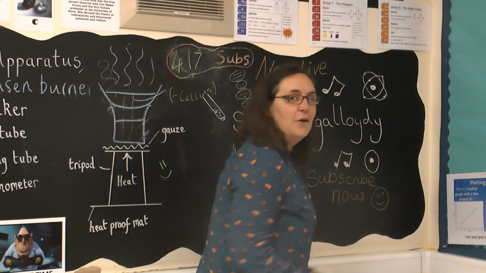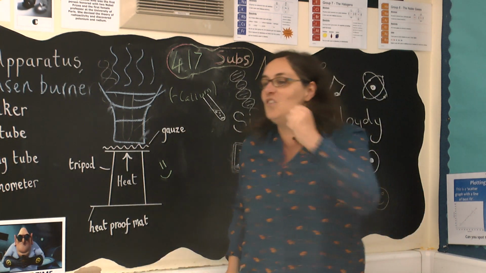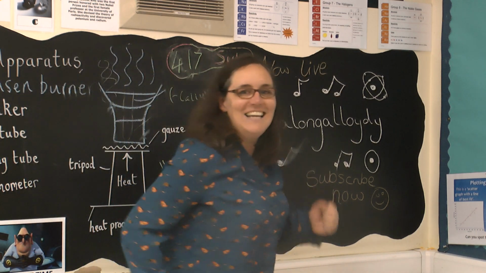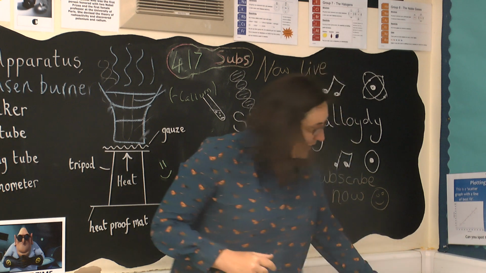Cell wall, cellulose, strengthens the cell. Dab turn. Cell wall, cellulose, strengthens the cell. Again, cell wall, cellulose, strengthens the cell.